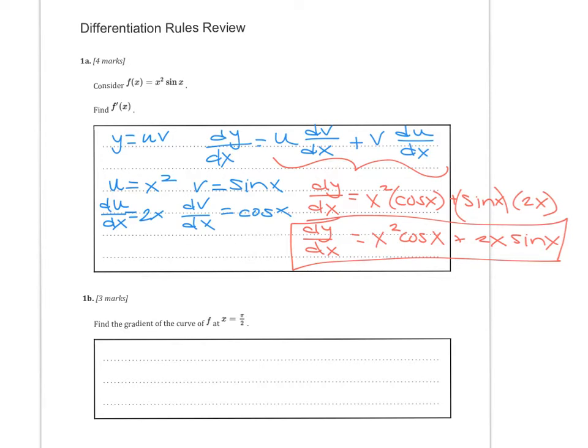Okay, then the second part of this question asks us to find the gradient of the curve at x equals pi over 2. So we know that gradient comes from our first derivative because our first derivative can sometimes be called the gradient function. It tells us our gradient at any x value. So we can just go ahead and plug in pi over 2 for x.